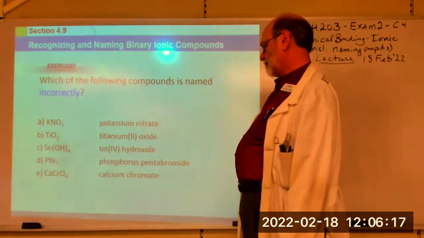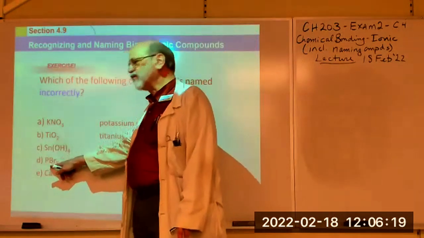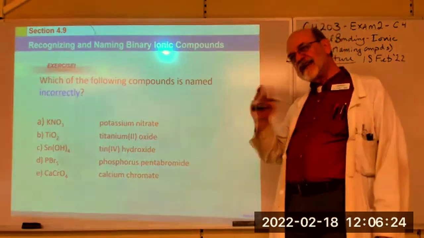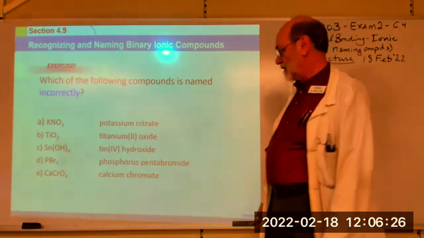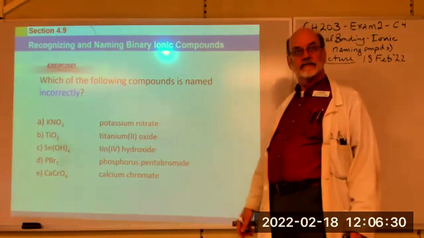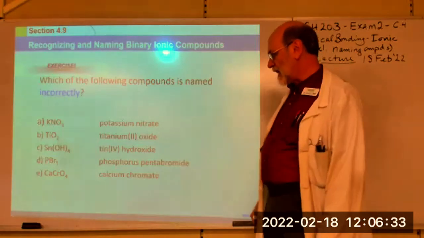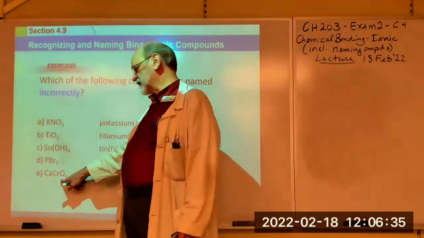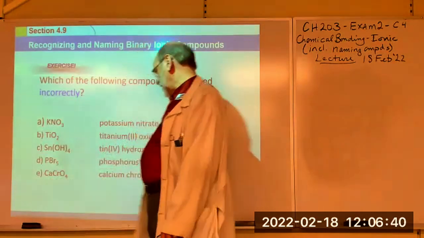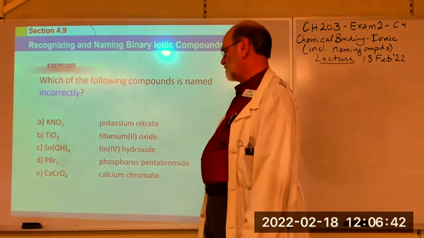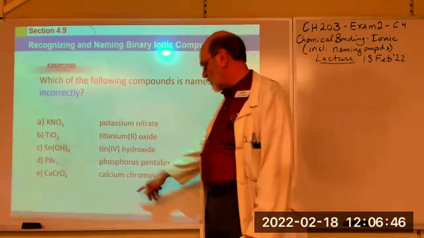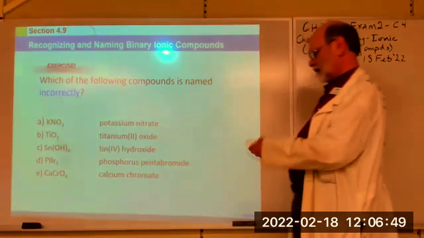How about this one? Phosphorus and bromine. Those are both nonmetals. So you go immediately to type 3 compound. Phosphorus pentabromide. That's right. And calcium and what's that? Chromate. Chromate is a 2 minus charge. Calcium is a 2 plus charge, fixed. So calcium chromate is correct. They're all right, aren't they?